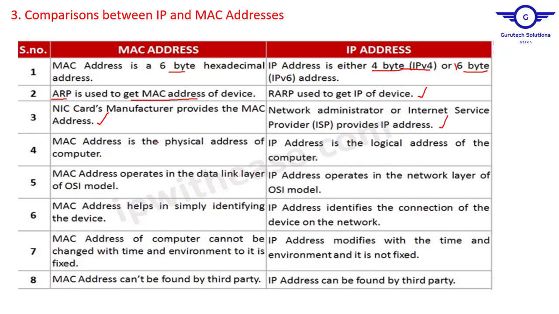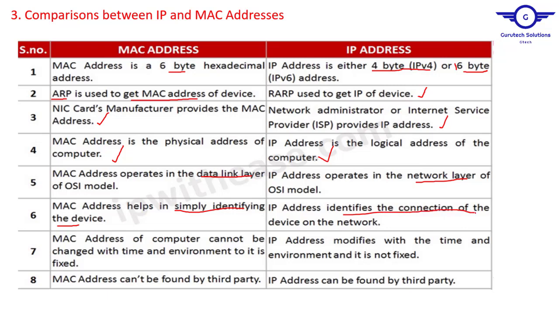Point 4, the MAC address is a physical address of the computer, while the IP address is a logical address of the computer. Point 5, we see that the MAC address operates in the data link layer of the OSI model, very important, while the IP address operates at the network layer of the OSI model. But number 6, we see that the MAC address helps in simply identifying the device. But the IP address just identifies the connection of the device to the network.